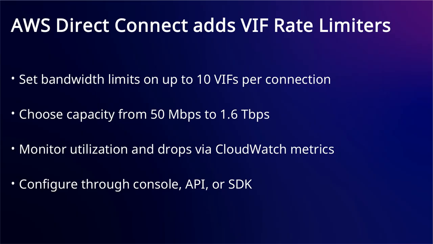When you run multiple virtual interfaces on a single AWS Direct Connect dedicated connection, unexpected traffic spikes on one VIF can consume all available bandwidth and impact workloads on other VIFs, causing network congestion. VIF rate limiters address this by letting you set maximum bandwidth allocations for up to 10 VIFs per dedicated connection, with capacity options ranging from 50 megabits per second to 1.6 terabits per second when using link aggregation groups. Rate limiting applies to both ingress and egress traffic, and excess packets are dropped when a VIF exceeds its configured capacity, preventing it from affecting other VIFs.